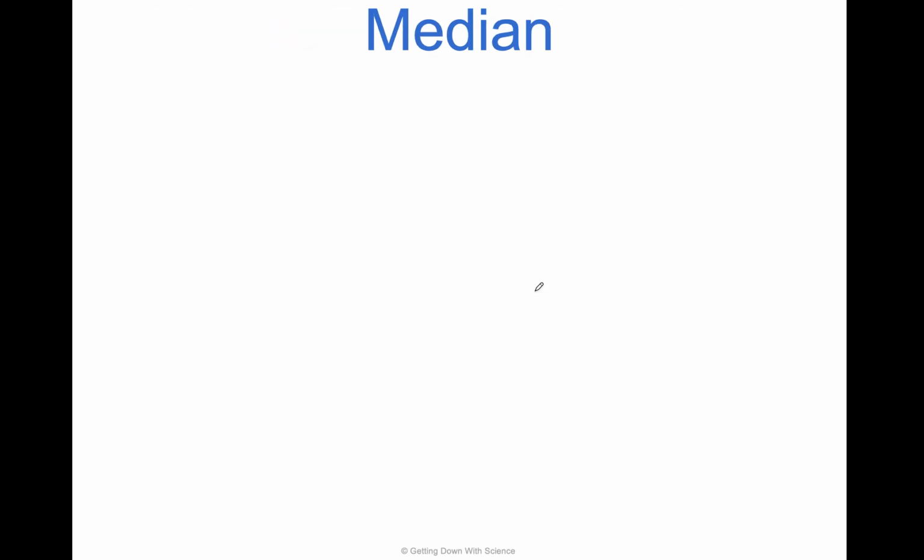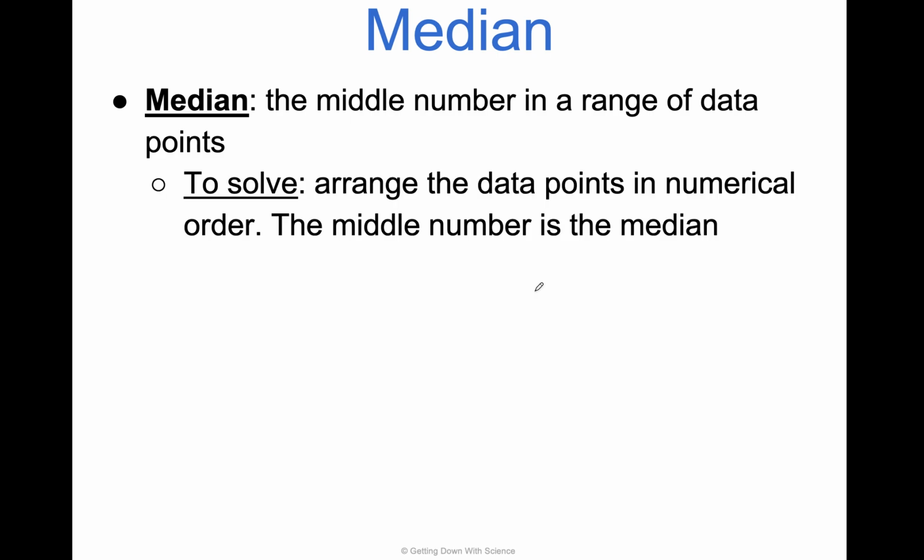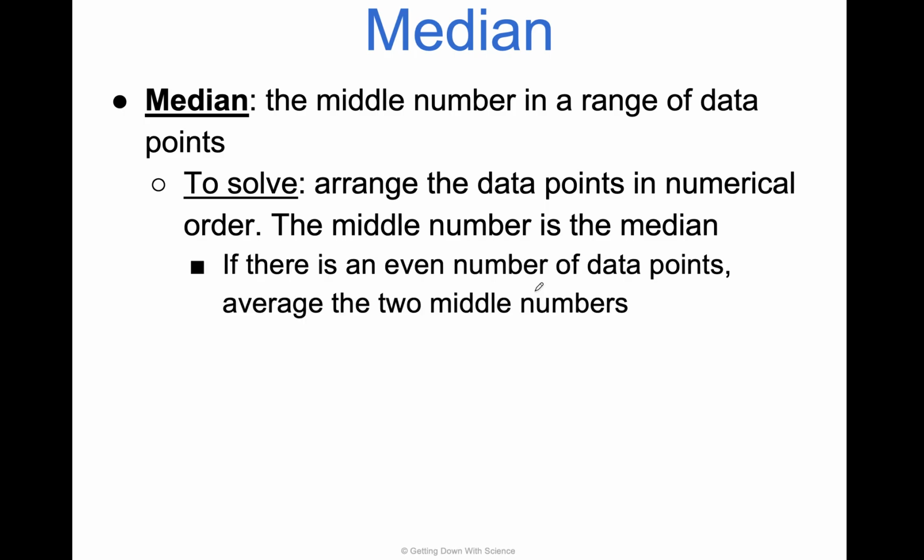Let's look at our median. Our median is the middle number in a range of data points. The trick to this is you have to arrange the data points in numerical order first. The median's the middle number. If there's an even number of data points, you average the 2 in the middle. So if you're looking at 10 data points, you can't have 5 on one side, 5 on the other, and nothing in the middle. What you would do is 4 and 4, and then average the 2 numbers in the middle.